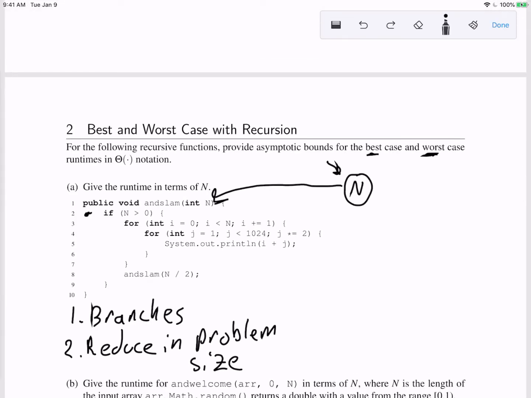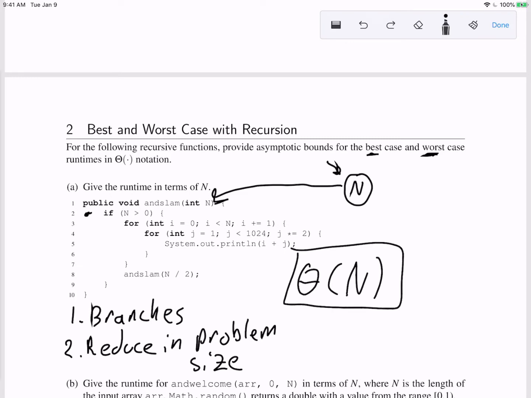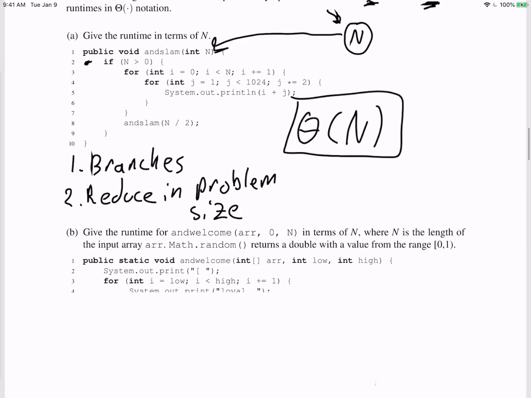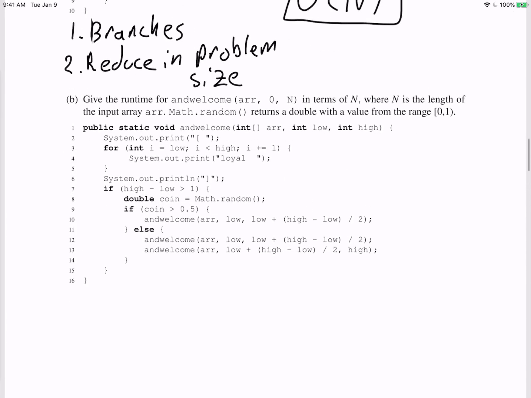Okay, so we noted that this is just theta of n. And remember, the best case and the worst case, there was no distinction between them, so that's our answer in all cases. Okay, now let's go to this one.